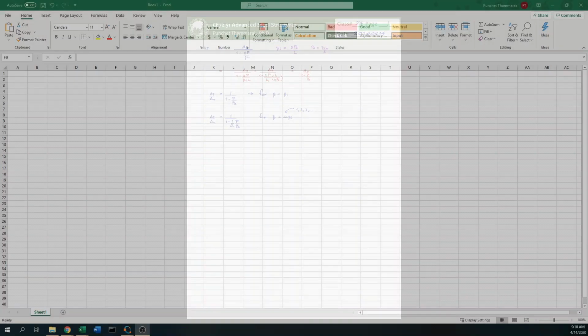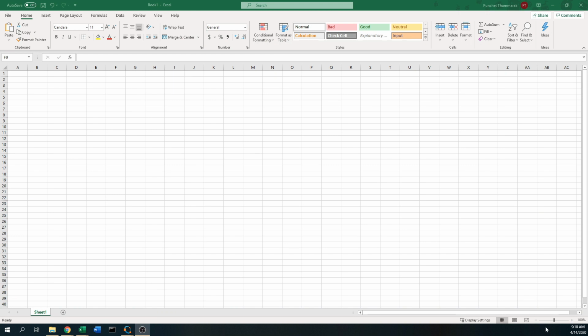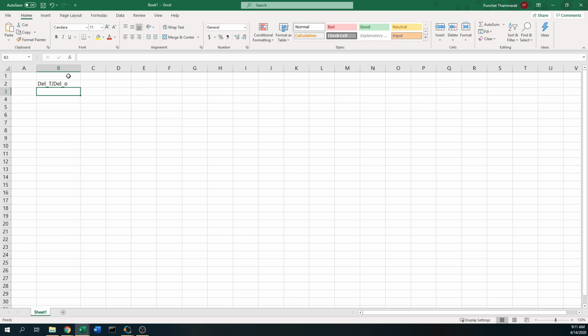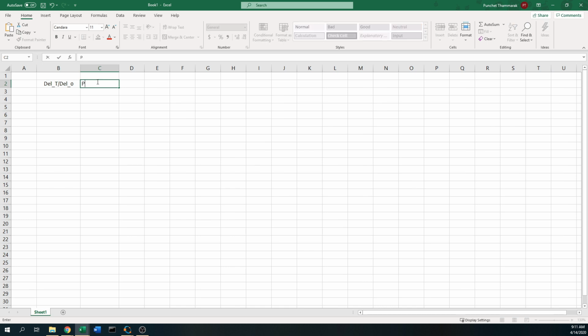So switch to here, back to Microsoft Excel. Okay, make it bigger. So delta t divided by delta naught is one column. And another one, the P over PE, is the y column, the y axis. So the extent starts from the value equal to delta t over delta naught.